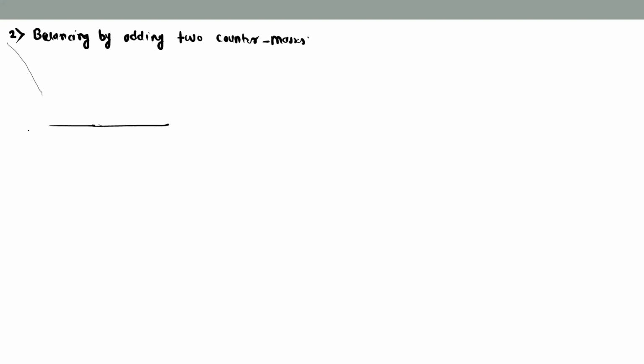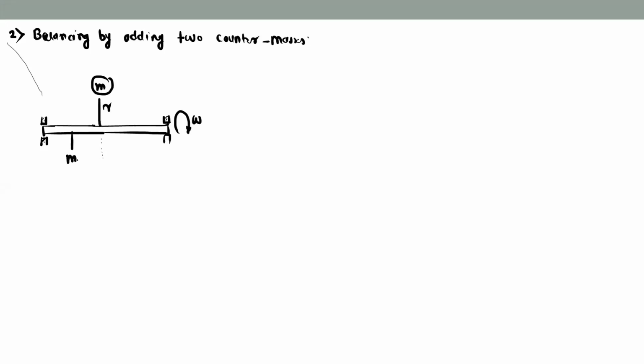So again, consider the same example. This is the shaft, which is connected in the bearing, and it carries one mass at radius r, and it is rotating with the angular velocity omega. Now in the previous case, we added one mass directly in the opposite direction to this mass. So that was the balancing by adding the single mass. Now here we will add two masses.